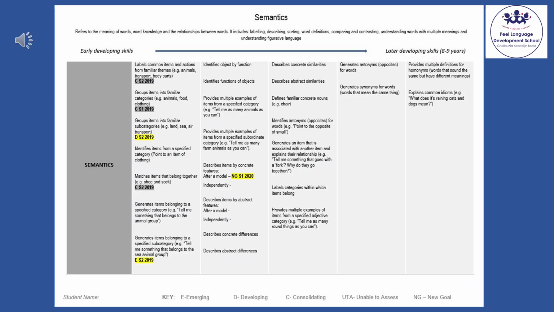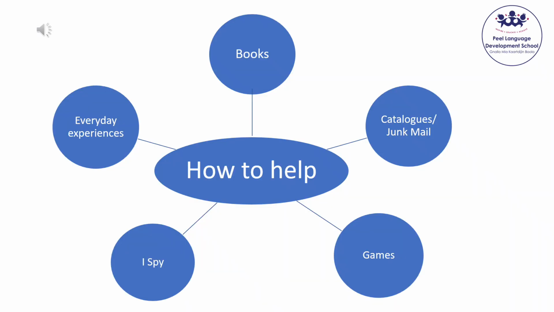Your child's developmental language profile includes goals for their semantic development. There are a range of goals such as labelling, grouping items, describing words, generating multiple words, as well as defining words. And the goals highlighted in yellow are the goals they are currently working on. If you would like further explanation about our developmental language profiles and how they work, please refer to the developmental language profile video on our website.